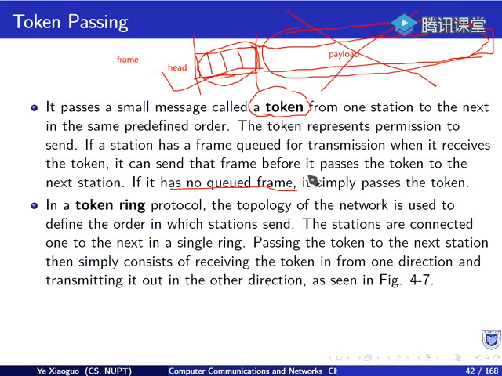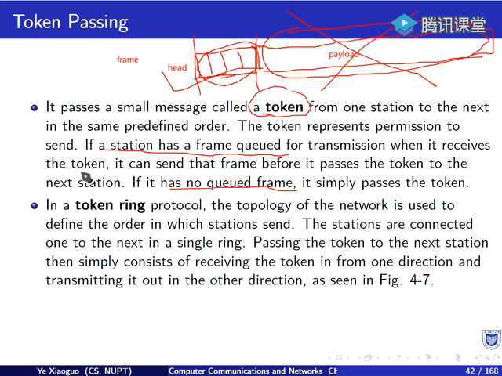takes the token. So if a station has a frame queued, that means the frame is ready to be transmitted, right? So it receives the token. The station receives the token from the system. It can send the frame before it passes the token. So that means the station receives the token, then sends the frame, and after transmitting the frame, the station passes the token to the next station.